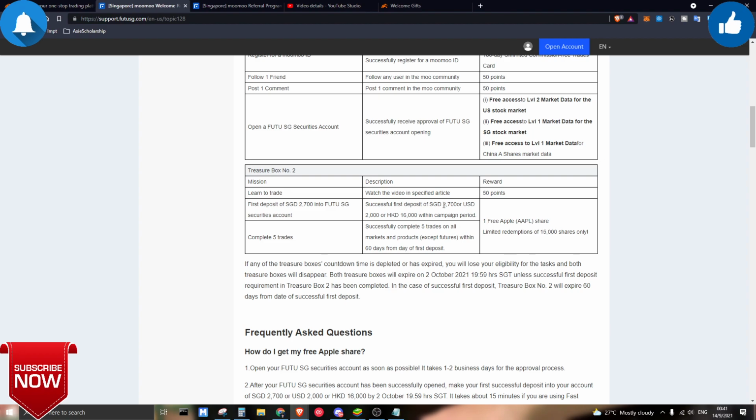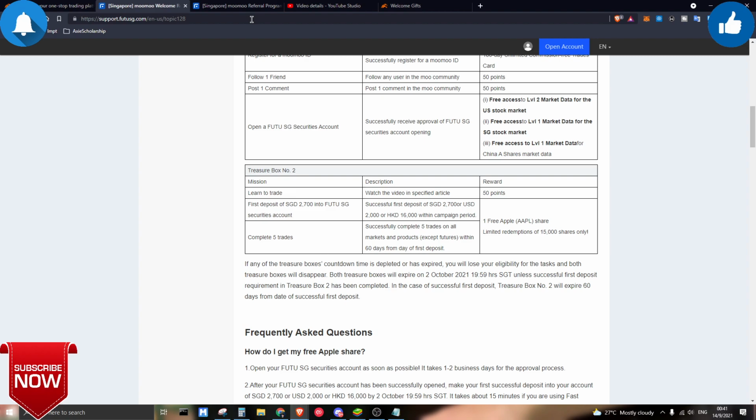And some of you guys might be skeptical, like if I put in my $2,700, will they run away? So you have to know that the moomoo application is regulated by the MAS, and I would say it is licensed and they will not run away with your funds. To be honest, I have already done this promotion like 4 months ago. I already received my free Apple stock and I withdrew my funds, and I cashed out my Apple stock as well. So everything is on my Instagram account. If you want to, you can take a look over there on the highlights.